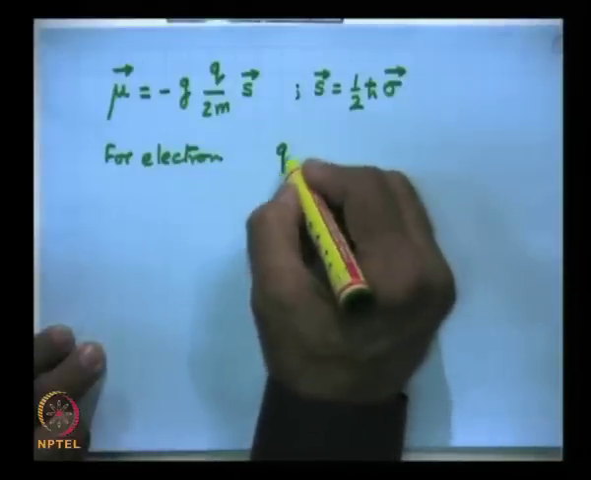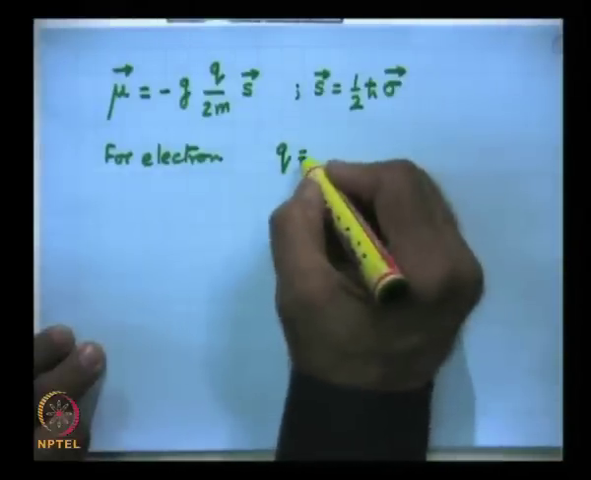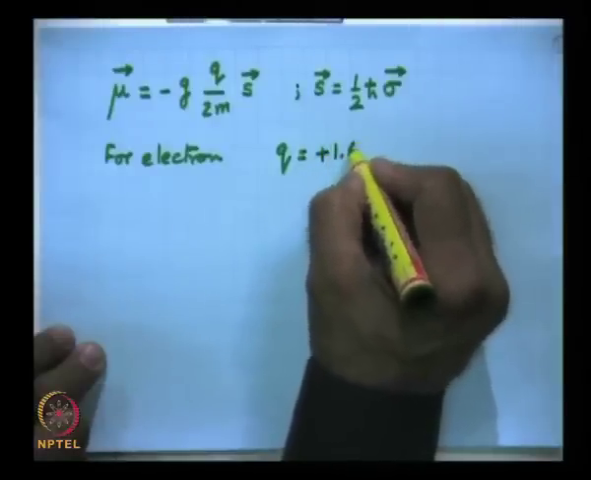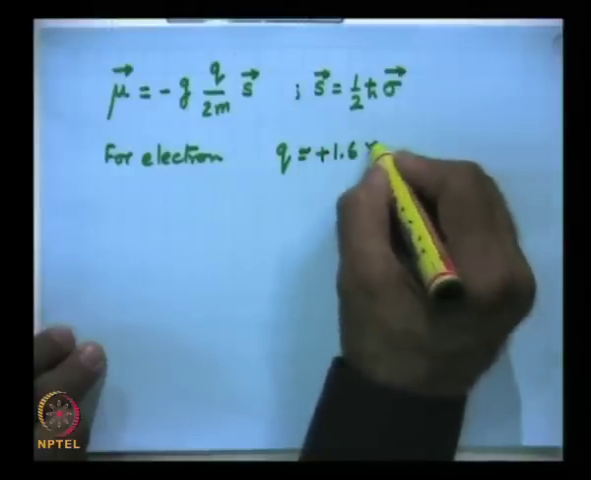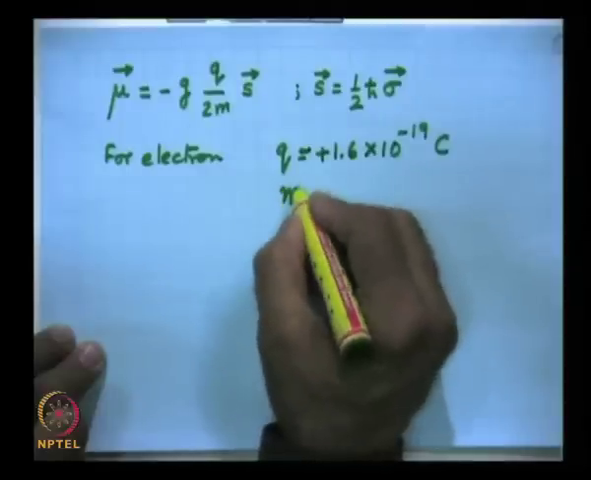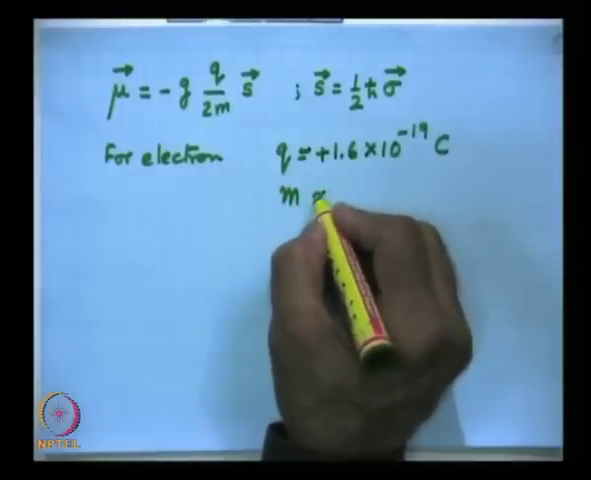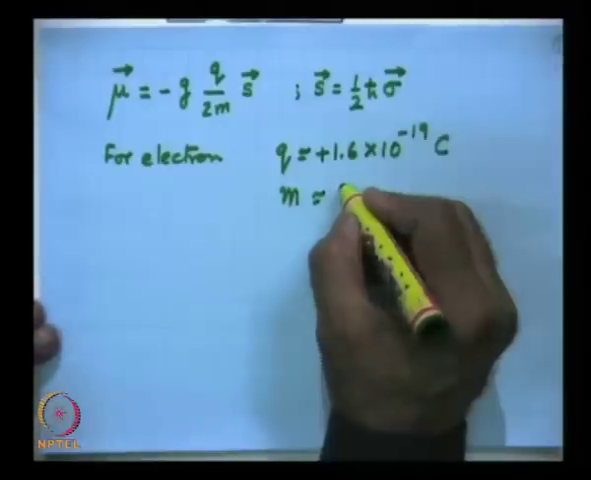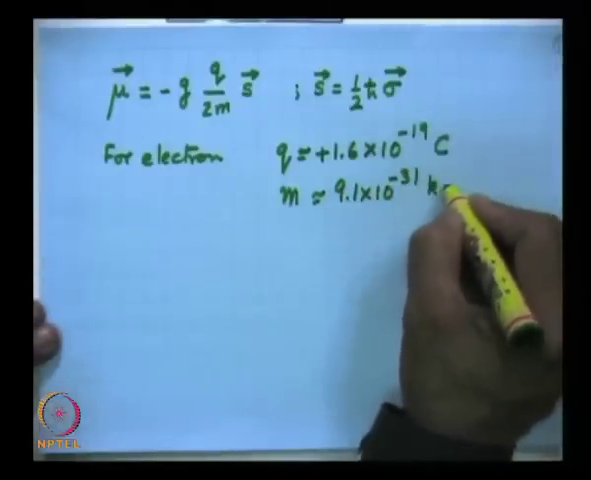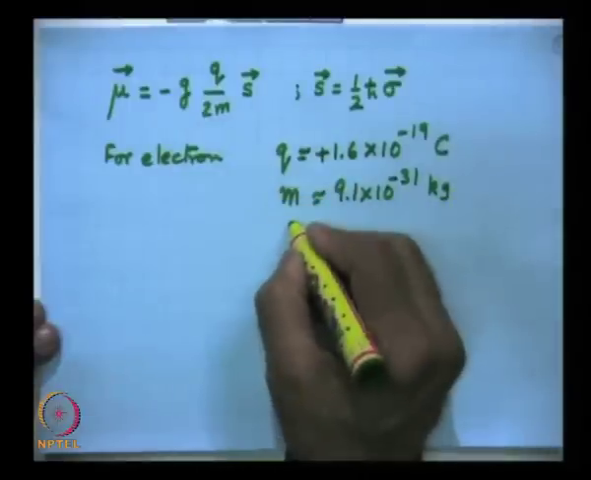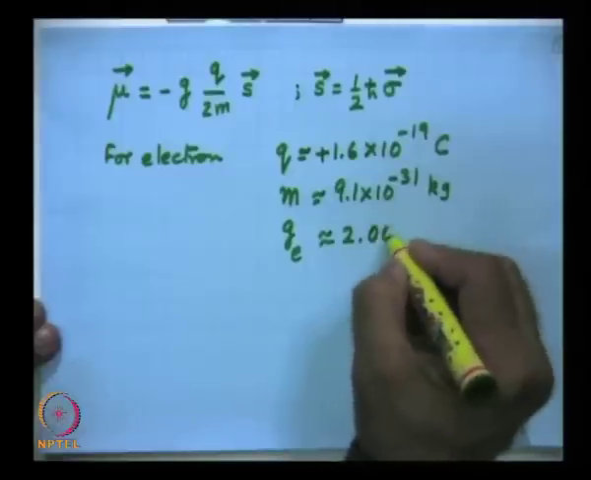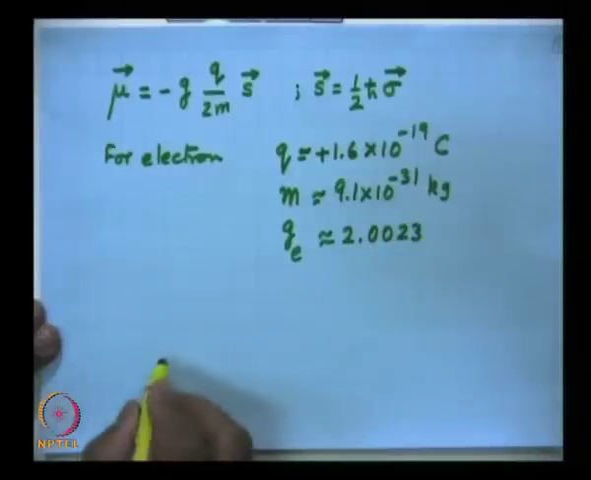for all particles, q is the magnitude of the charge of the electron. So, about 1.6 into 10 to the power of minus 19 coulombs. The mass of the electron, as we know, is about 9.1 into 10 to the power of minus 31 kilograms. And the Lande g factor for the electron is about 2. Actually, in most calculations, we assume it to be 2.